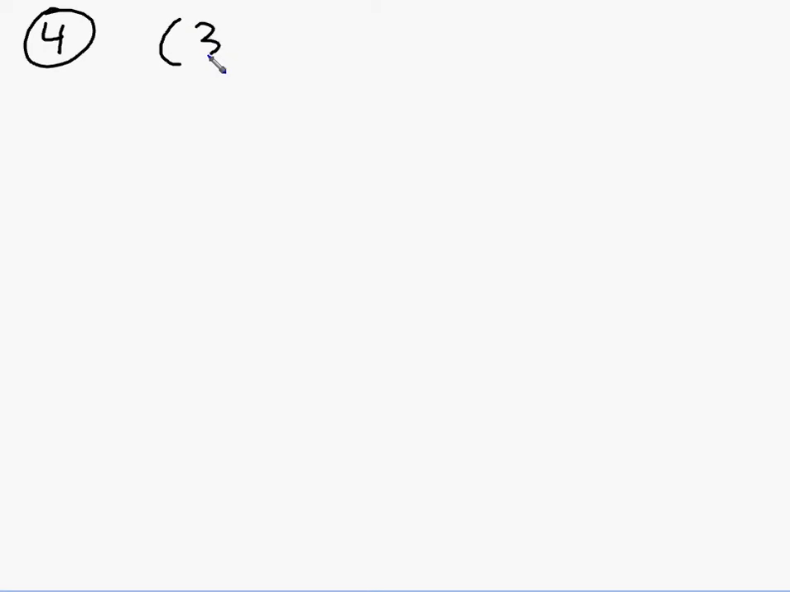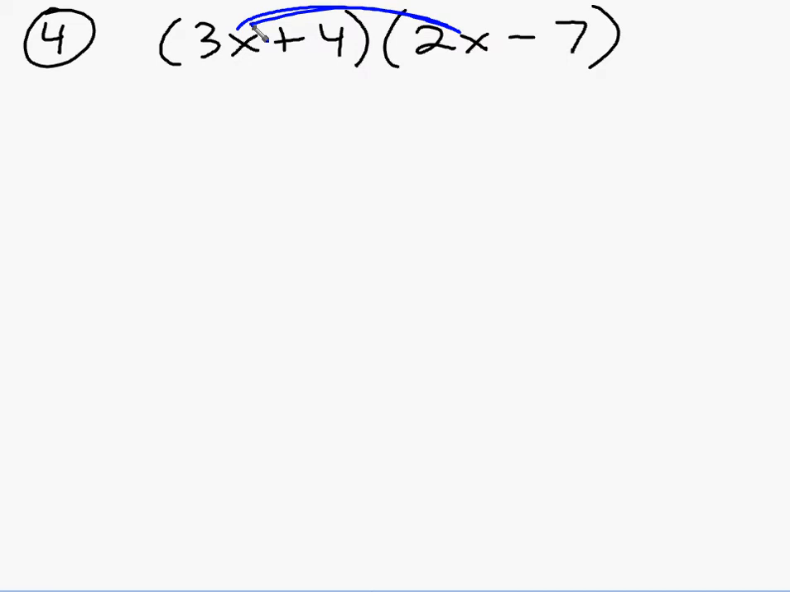3x plus 4 times 2x minus 7. Okay, now my variables have a number with them. That doesn't change anything. It just means when I multiply the first terms, I'm multiplying 3x times 2x, which is 6x squared. That's the main thing that's going to change on this problem.